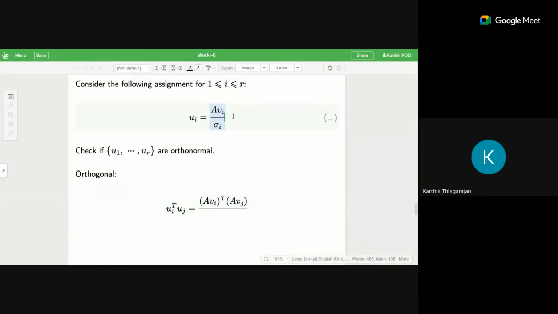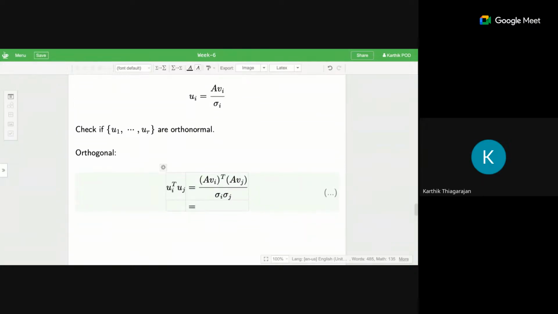But if you have defined it this way, it will be lambda i, lambda j. Sigma i, sigma j, right? So I have defined it as sigma, yes, sorry, sigma i. Okay. So what next? What is the numerator going to become? So Vi transpose A transpose, Vi transpose A Vj, over sigma i, sigma j.